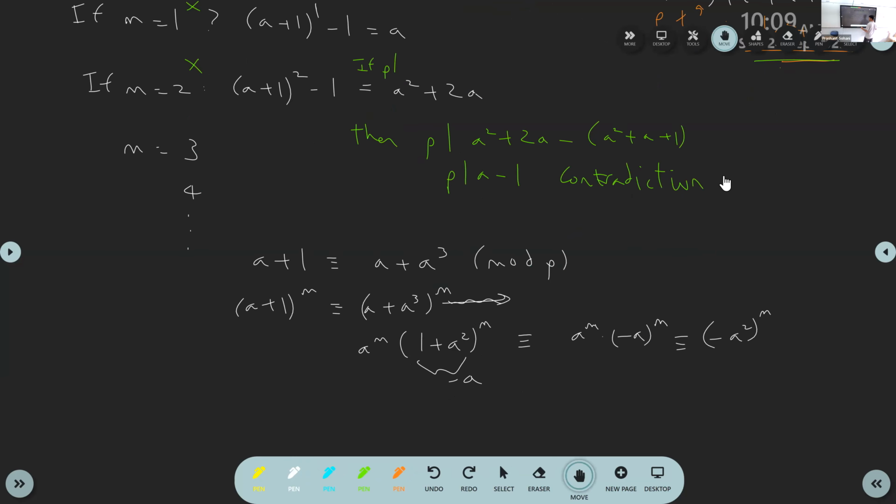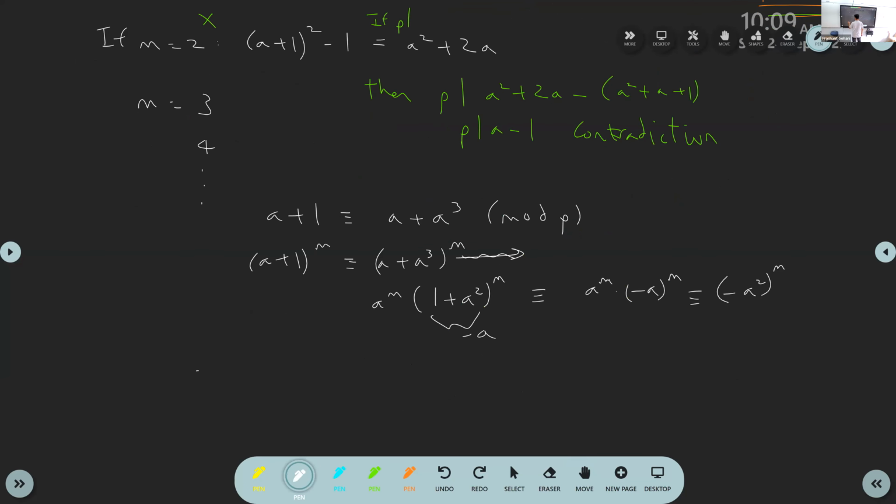Yeah, so now at this point, what we have shown is that (a+1)^m is congruent to -a^2m, and we can separate this as (-1)^m and a^(2m). And what you're saying is correct: if m is 6, for example, then this will be equal to 1. And yes, the answer is m equals 6.